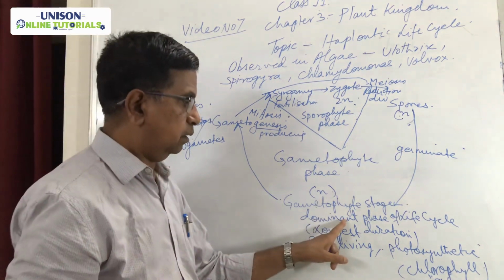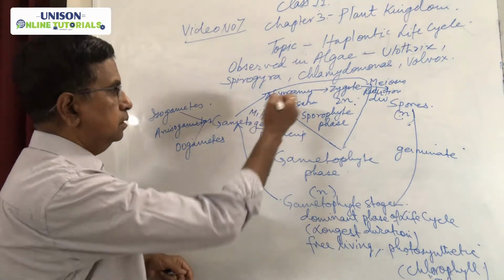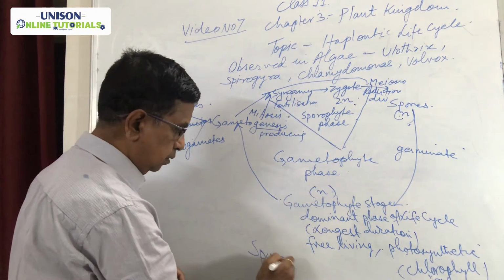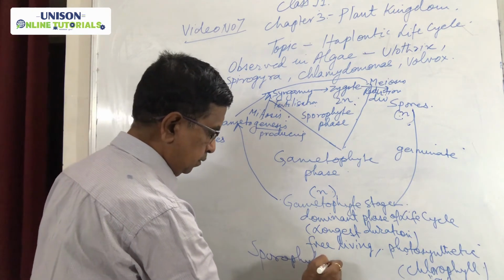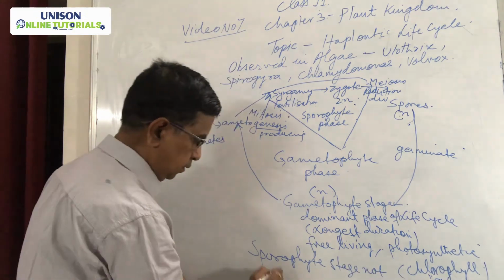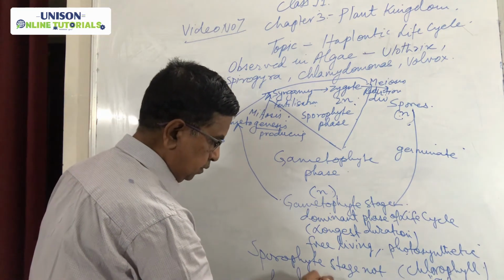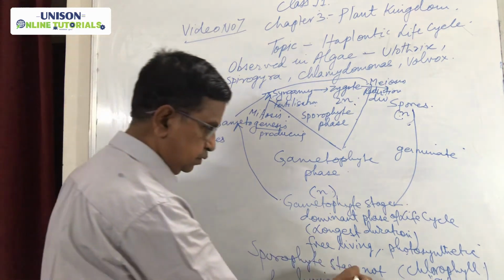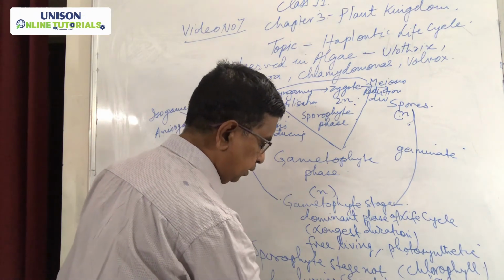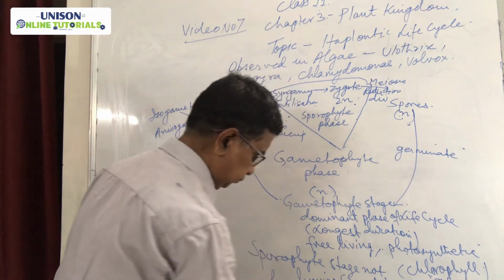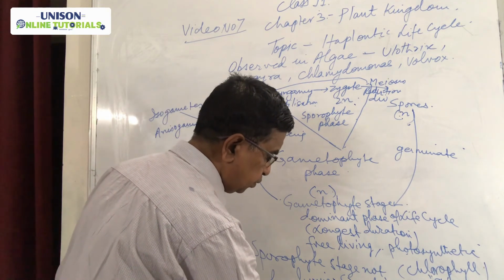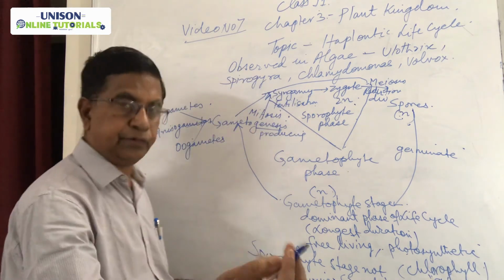Now this is the gametophyte stage, and this is the sporophyte stage. The sporophyte stage is not free living. Sporophyte phase is a zygote. It is not free living. It depends upon the gametophyte for nutrition, because in the sporophyte there is no photosynthesis.